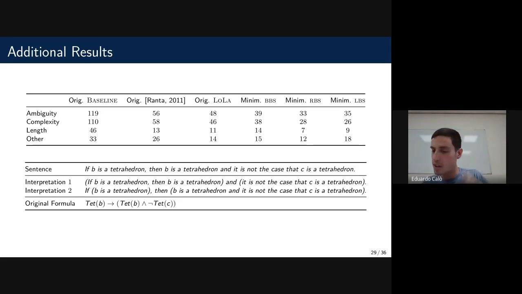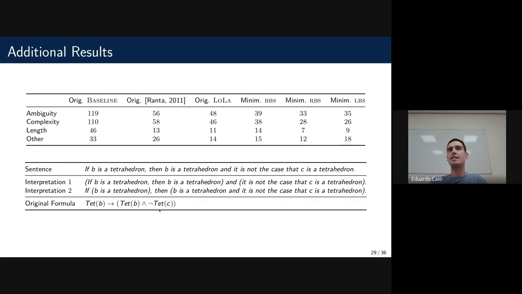This is one of the examples that is clear and was really puzzling for people. A sentence which is generated is: if B is a tetrahedron, then B is a tetrahedron, and it is not the case that C is a tetrahedron. So you can have at least two different interpretations, which is you take the scope of the implication first, and then the conjunction and is the one that links the two parts of the sentence. So you have an implication on the left, conjunction, and a negation on the right.